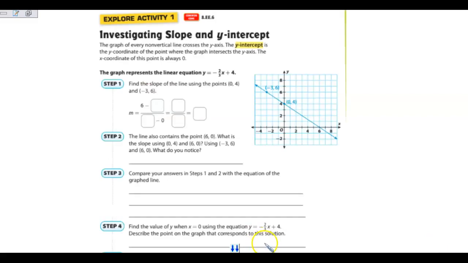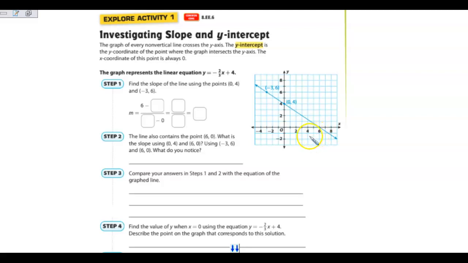When we're talking about the slope and the y-intercept of a line, we're talking about information that describes that line. So when we're talking about the slope, we're talking about the movement of the line. Is it going up? Is it going down? How much is it moving by? Is it going up by 3 and over by 5?